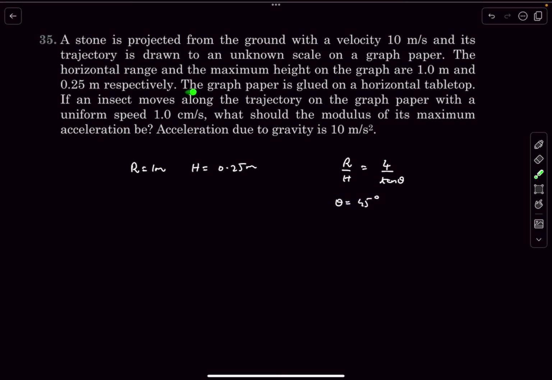Now it's given that the graph paper is glued on a horizontal tabletop. And if an insect moves along the trajectory on the graph paper with a uniform speed of 1 centimeter per second, what should be the modulus of its maximum acceleration?